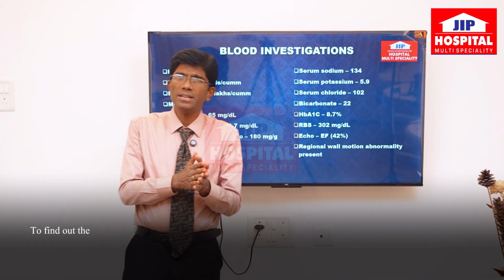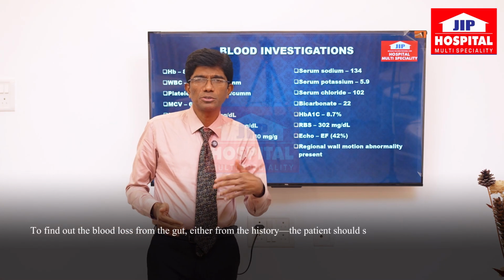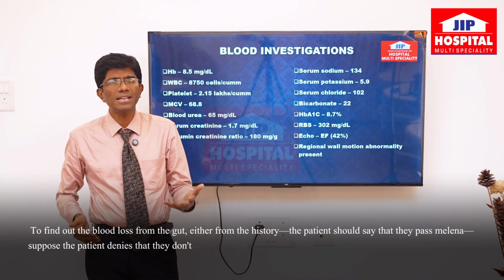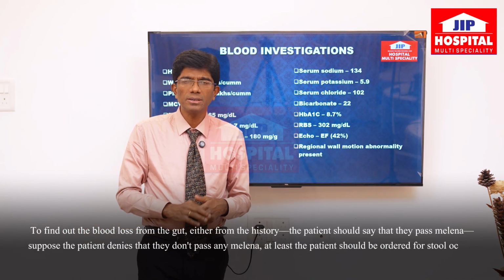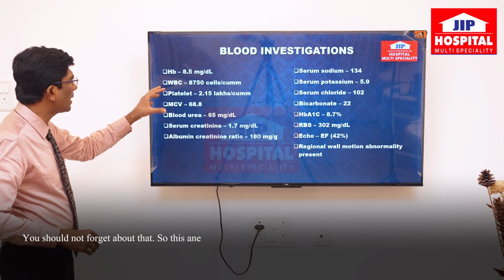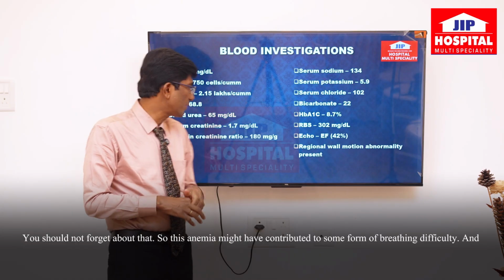To find out the blood loss from the gut, either from the history the patient should say that he passes melena. Suppose the patient denies that he passes any melena, at least the patient should be ordered for stool occult blood. You should not forget about that. So this anemia might have contributed to some form of breathing difficulty.